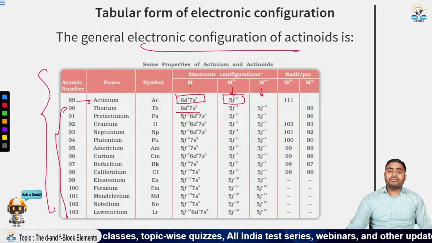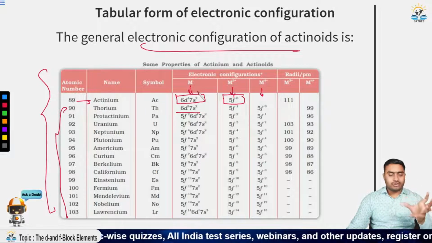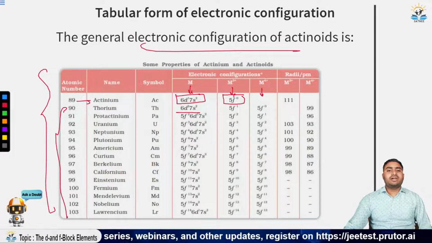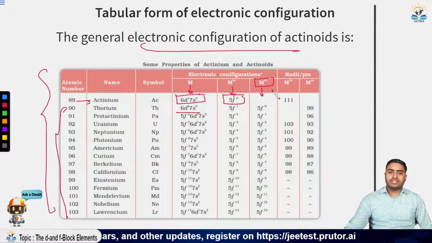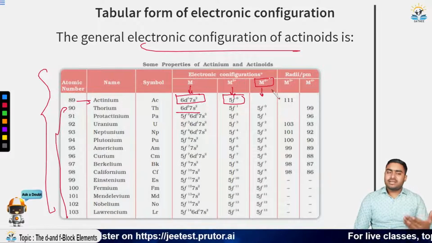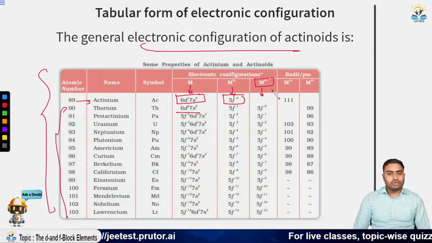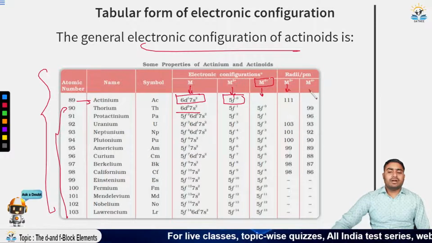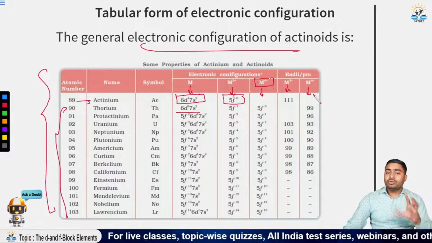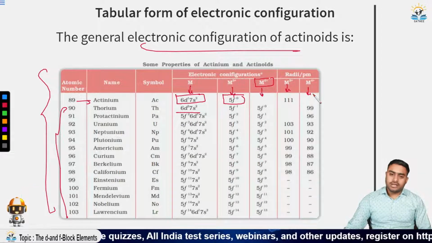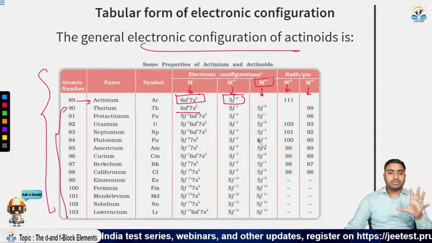Similarly, you can see the electronic configuration in M4 actinoid metal, M3+ in the +3 oxidation state and M4+ in the +4 oxidation state, right? In radii you can also compare the +3 oxidation state and +4 oxidation state. But you know a variety of oxidation states are present in the case of actinoids, so you have to remember all the oxidation states.